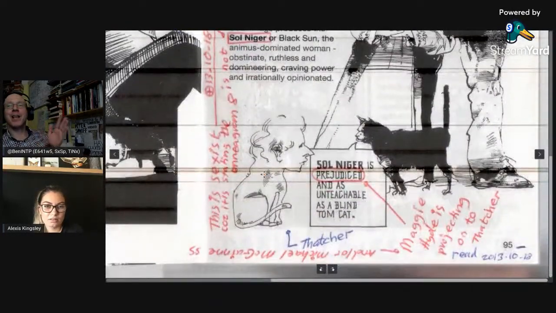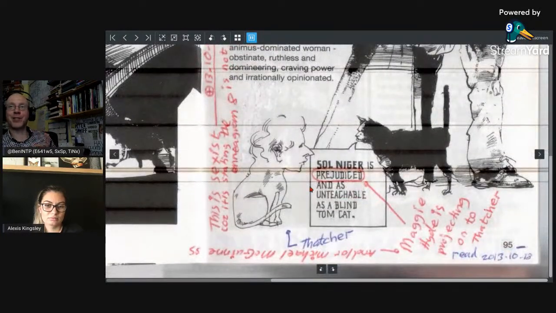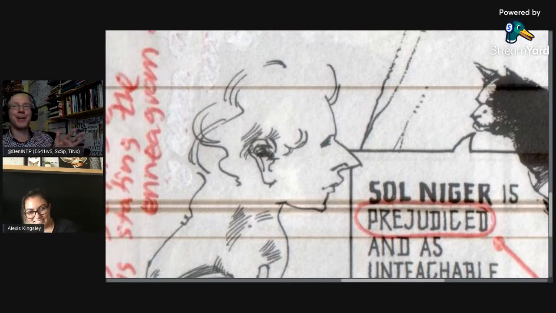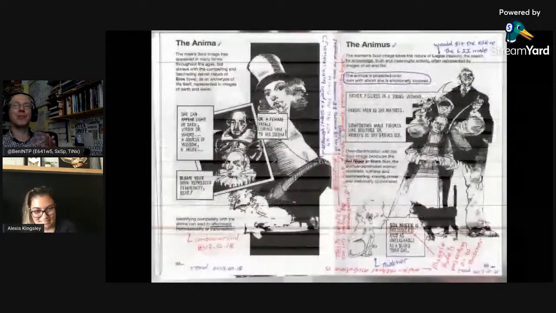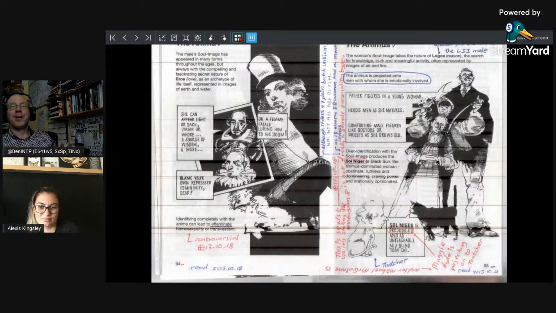And then the soul Niger, I think I'll pronounce it as, because I think there's a place in Africa called that, a country. The soul Niger is prejudiced and unteachable as a blind alley. Yeah, Margaret Thatcher got quite stubborn towards the end. So I think that is a picture of Margaret Thatcher. I could pull it up on Google, but it might be a copyrighted image. She was known for being stubborn. ENTJ Prime Minister. Right, anything else?